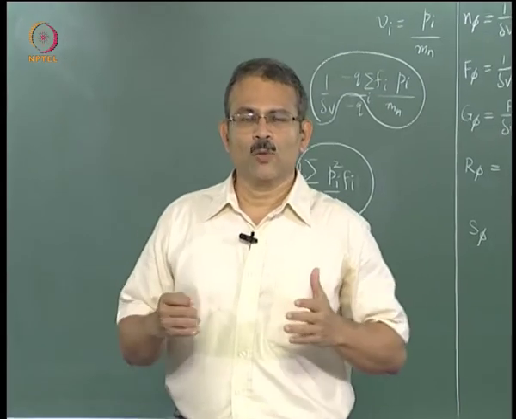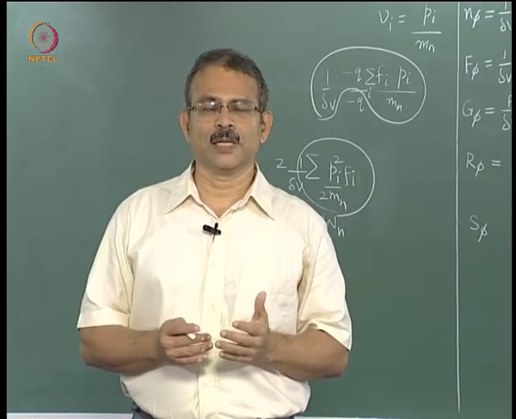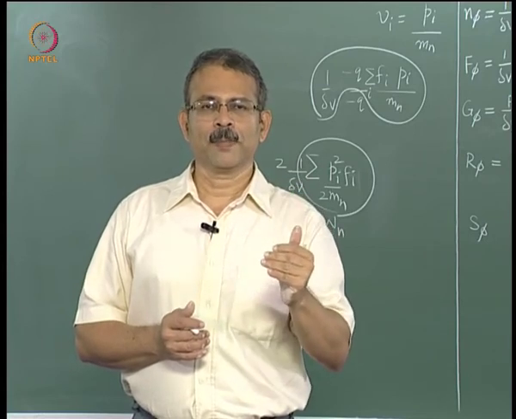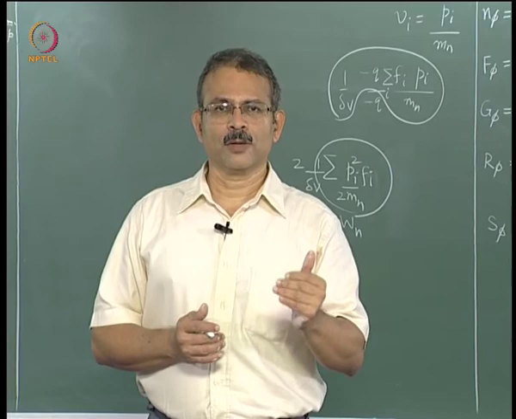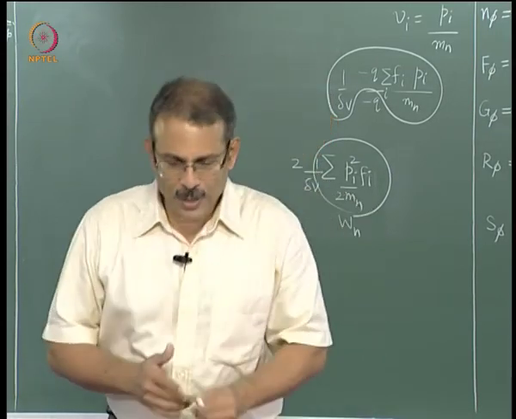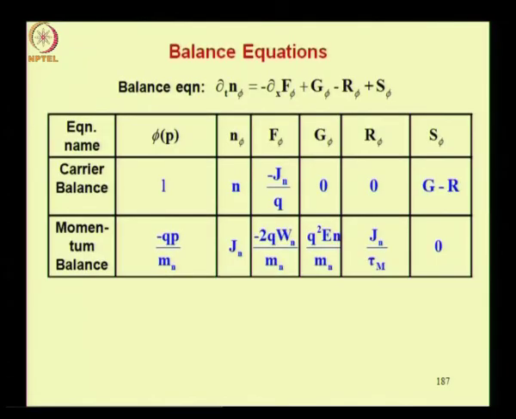Now you might think, why do we have to go in for the energy balance equation? We are interested in the carrier concentration n and the current density Jn. The reason we need to consider the energy balance equation is that in the equation for Jn that we just wrote down, you have the kinetic energy density coming in. So unless we solve for that we cannot get Jn. So let us write down the terms in the energy balance equation.